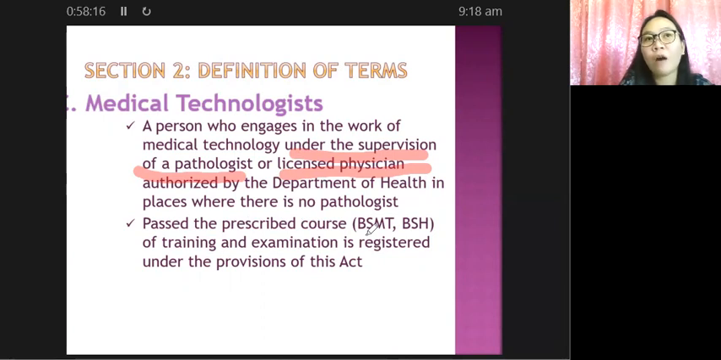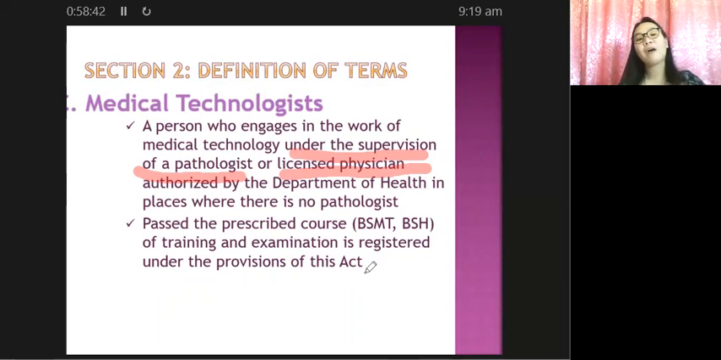It may also be a course in public health. Okay, yes. Of training, prescribed course of training and examination, and is registered, passes the examination and pass the prescribed course of training, pass the examination and is registered under the provisions of this act.